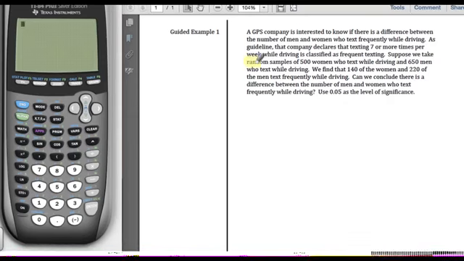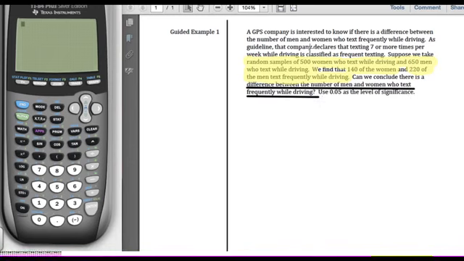Suppose we take random samples of 500 women who text while they drive and 650 men who admit to texting while they drive. We find that 140 of the women and 220 of the men text frequently while they drive. So they don't just send a text every now and then, but they send 7 or more texts every week. We want to know, can we conclude there is a difference between the number of men and women who text frequently while driving? We're going to use 0.05 as our significance level.